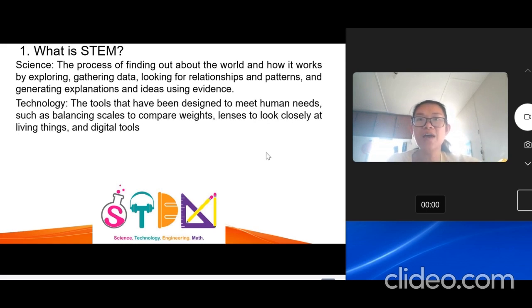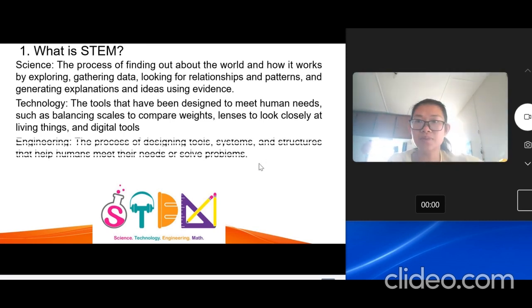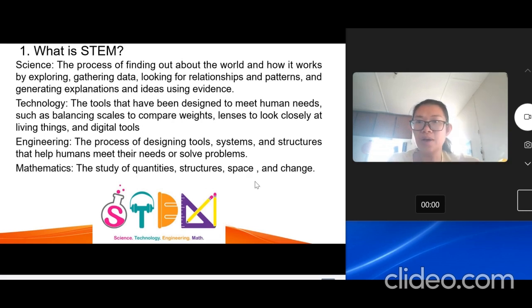Technologies are the tools that have been designed to meet human needs, such as balancing scales to check the weight, the lens to look closely at living things, and digital tools. Engineering is the process of designing tools, systems, and structures that will help humans meet their needs or solve problems. And the last one, mathematics, is the study of quantities, how many, how much, structures, space, and change.